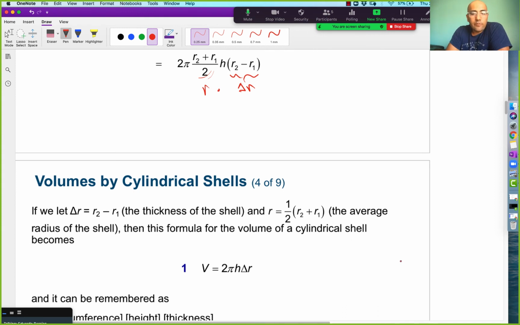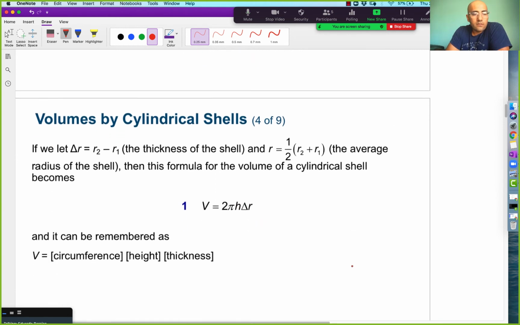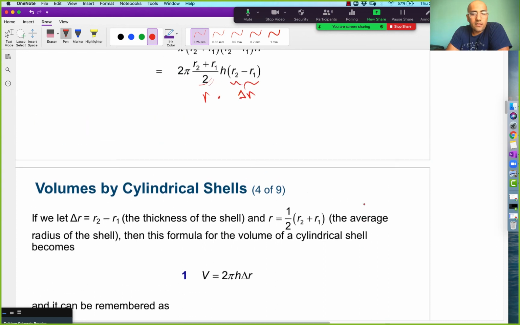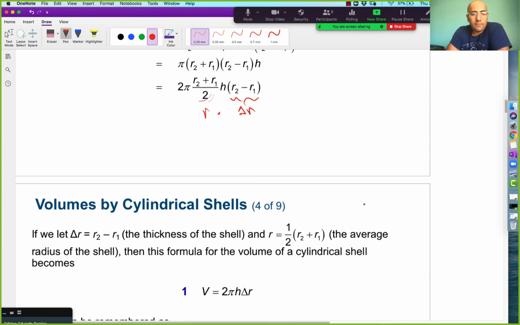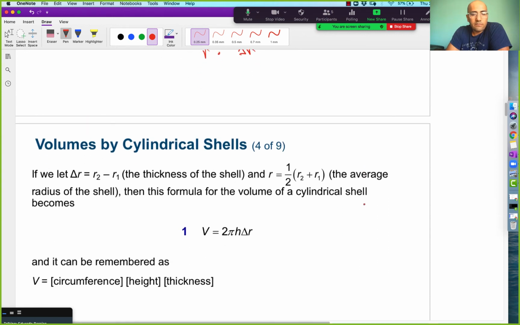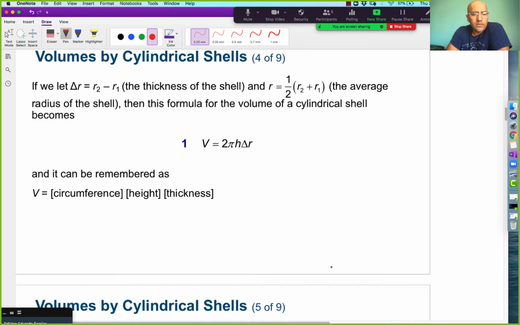Then the formula for the cylindrical shell becomes 2 pi r h delta r, and it can be remembered as 2 pi times the radius times the height times the thickness. Why is this?